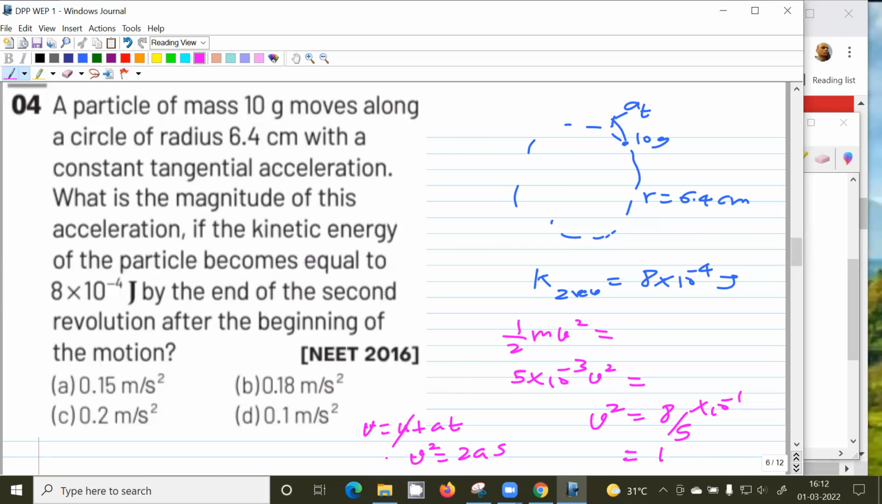Just find v square. After that, you use v square equal to u square plus 2as, and this is known, that is 2 pi r. V square is 0.855 into 1 by 4 pi r is 6.4.